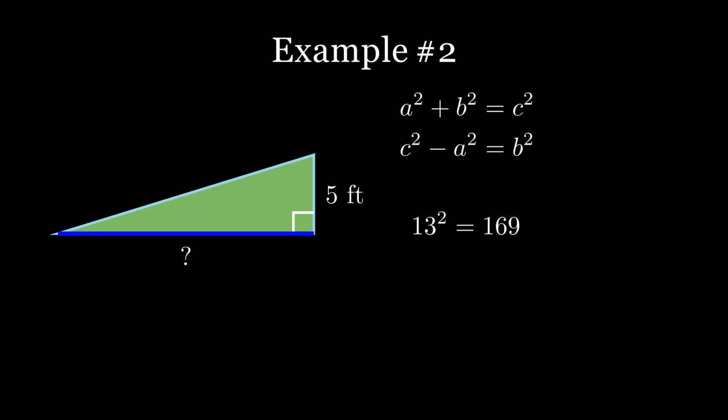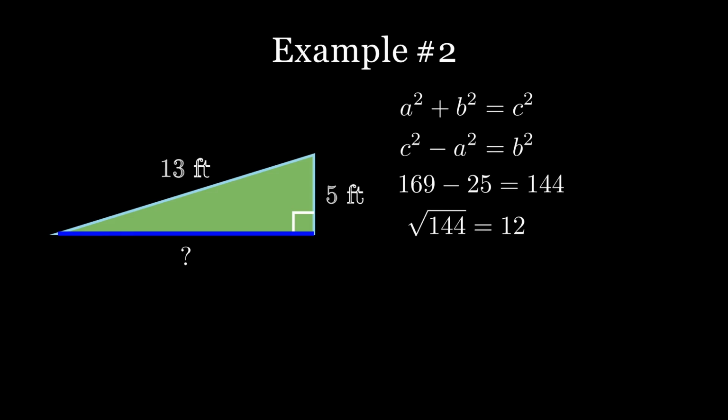We square the value of 13, which is 169. We then minus the square of 5, which is 25, from it. This comes out to 144. Again, all we need to do is calculate the square root of 144, which is just 12. Therefore, the length of the missing side is just 12 feet.